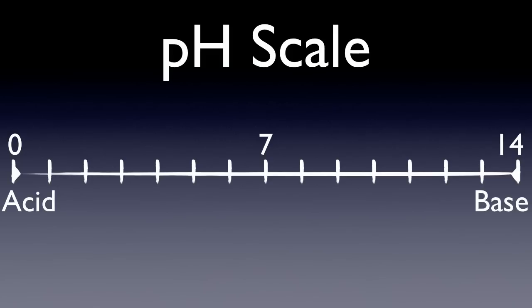For example, grapefruit juice is pretty acidic. It has a pH value of 3. Aqueous solutions with equal amounts of hydrogen and hydroxide ions are called neutral solutions and have a 7 on the pH scale, right in the middle. In most living cells, like the ones in your body, there is a pH value close to 7.